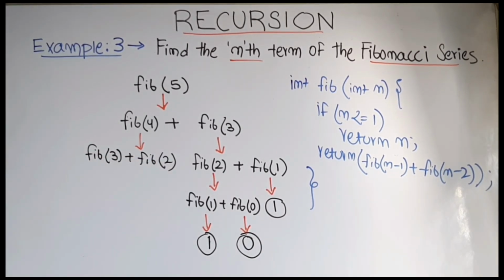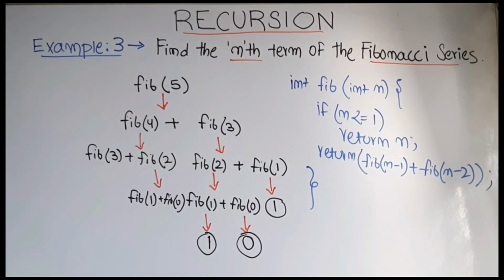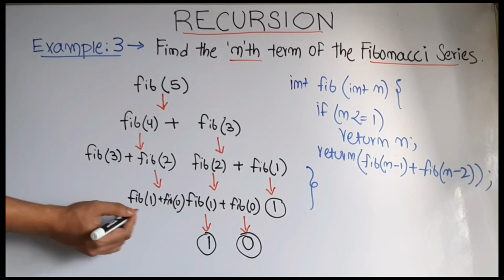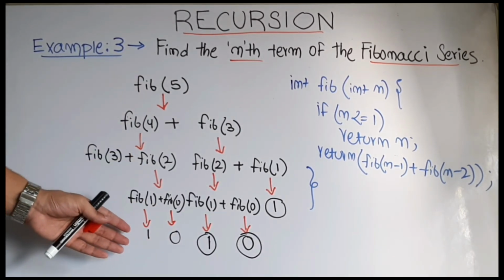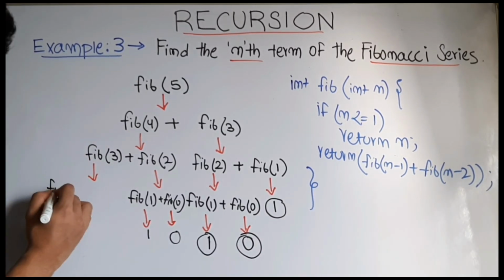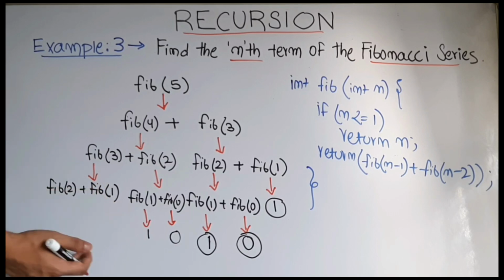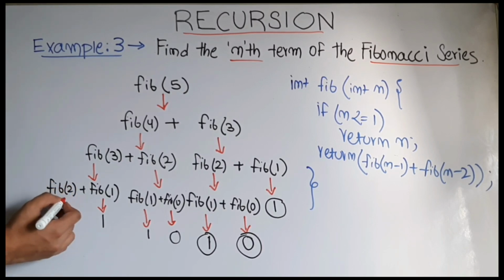In the next step, we already know that fib of 2 will return fib of 1 plus fib of 0. And now we can put the corresponding outputs of fib of 1 and fib of 0, which are 1 and 0 respectively. After this, the only function call that is left is fib of 3. Fib of 1 returns 1. And finally, fib of 2 will return fib of 1 plus fib of 0.